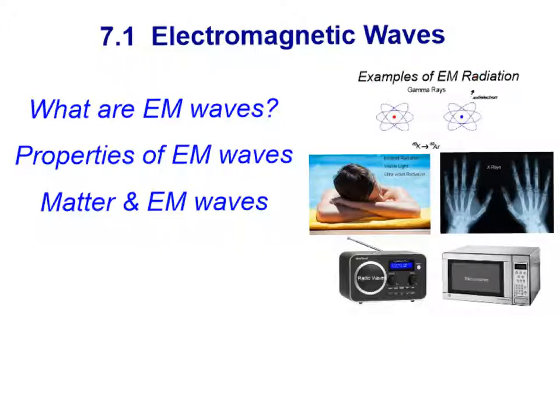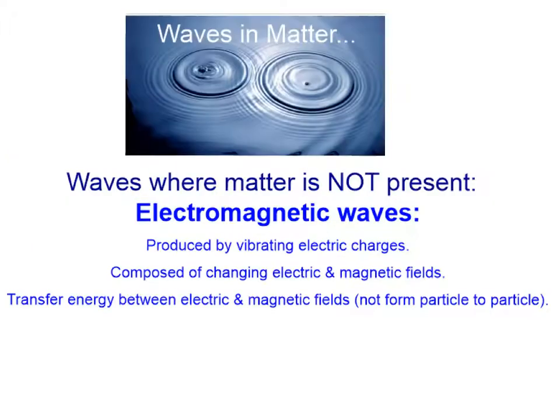Here are some examples of electromagnetic radiation: gamma rays, infrared light, visible light, UV light, X-rays, radio waves, microwaves. So what do all those kinds of waves have in common? So let's review some of the things we've been learning. That waves are produced by something that vibrates, and they carry energy from one place to another.